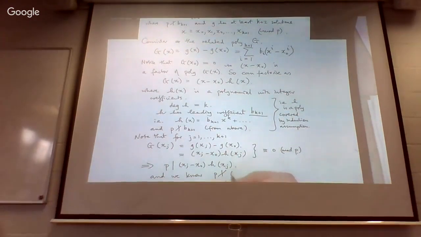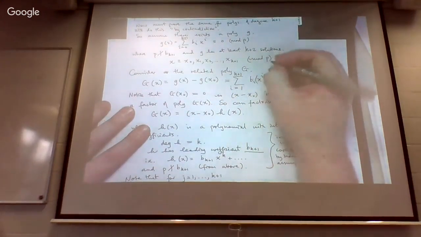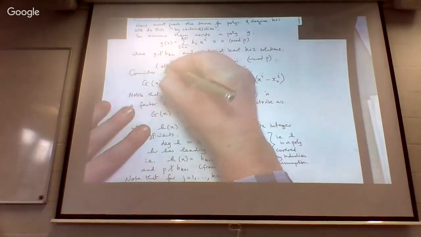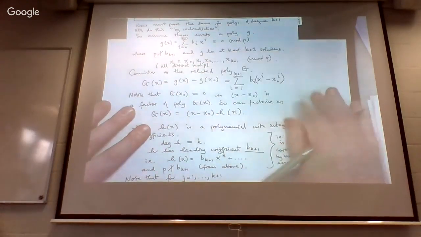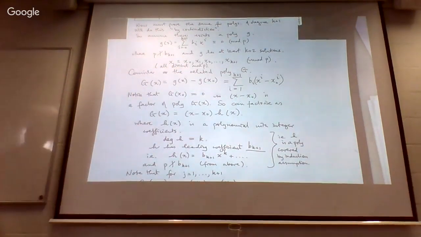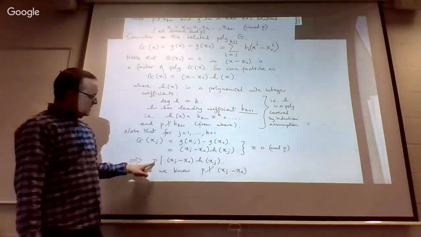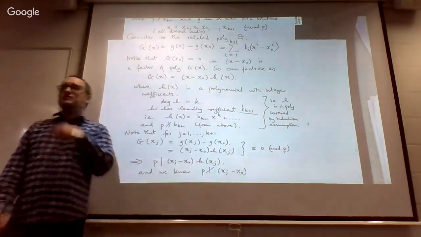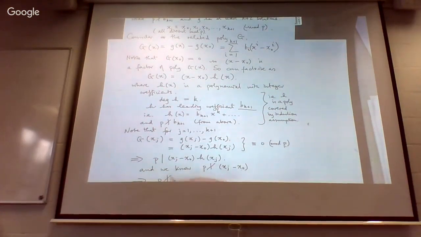We know p does not divide xj minus x0. So let's just emphasize that up here. G has at least k plus 2 solutions, so these things are all distinct mod p. Where we introduce the solutions xi, they're all distinct modulo p. Well, if they're all distinct modulo p, it means their differences are not divisible by p. So p must divide this product, but we know it doesn't divide this term, therefore we know it must divide the h value. That implies that p does divide h of xj.